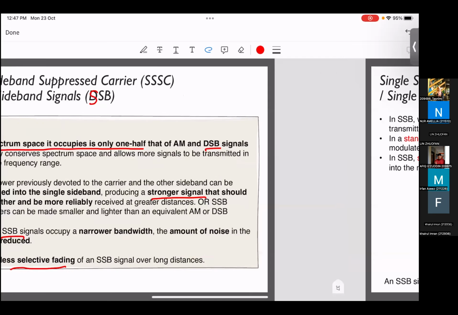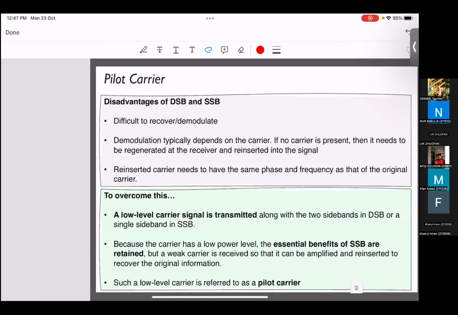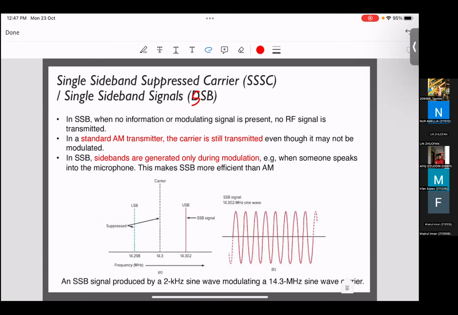So it's pretty simple in a sense that you know what you're expecting compared to a standard AM signal. Okay, 3 more minutes, bear with me. I think 2 more slides. Yep. Okay, so this is a single sideband suppressed carrier. Same topic. We are in the same topic.